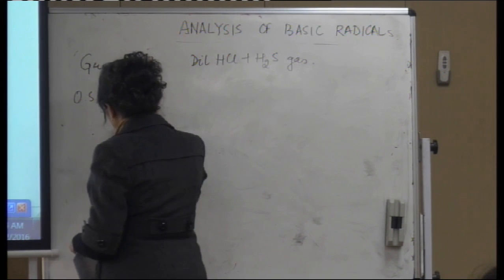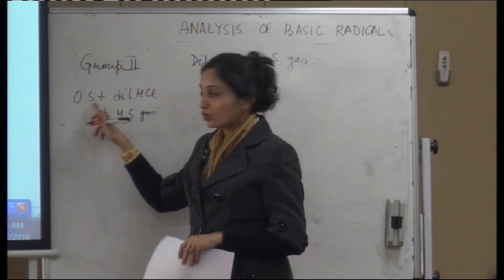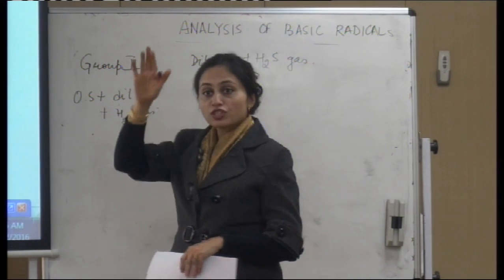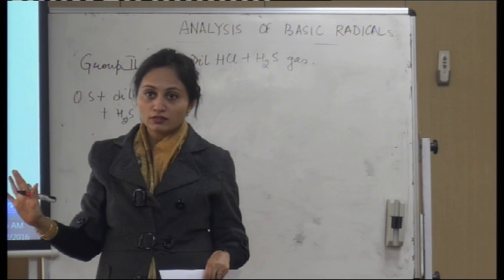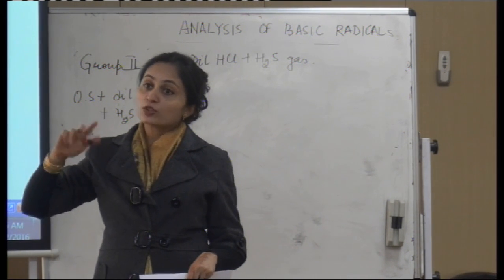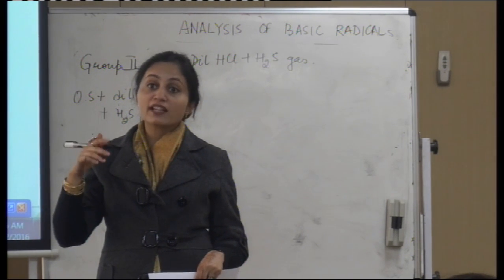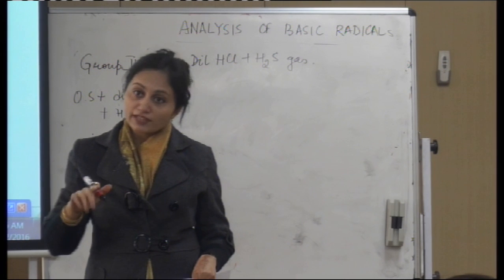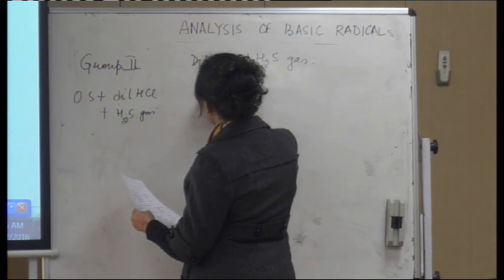Why am I putting it again? Just to look at it: if we make dilute HCl in the original solution, then all our basic radicals have formed chlorides. And why do we add H2S? It means that their chloride could not get precipitated out. So we try to precipitate out their sulfides. So we add H2S.